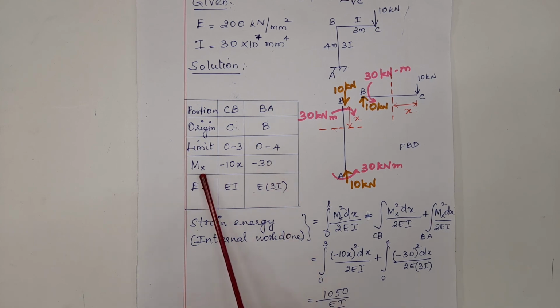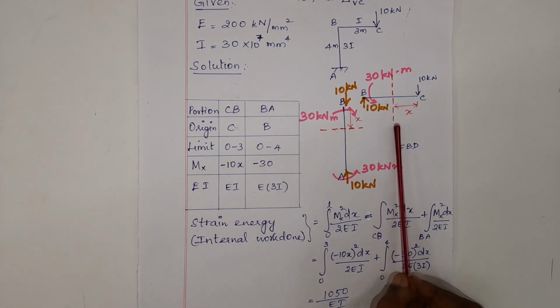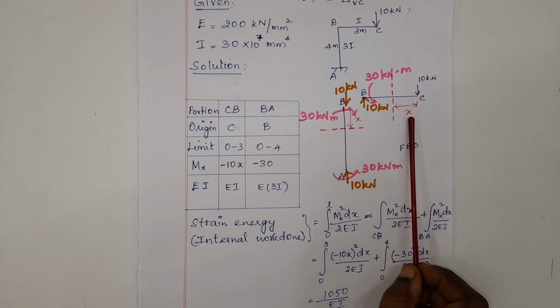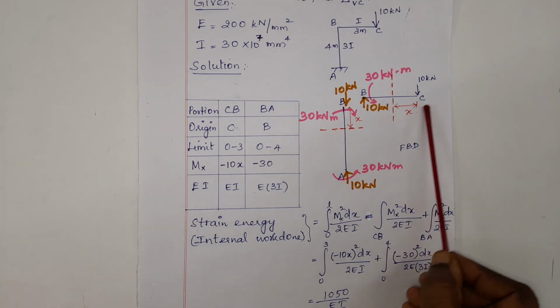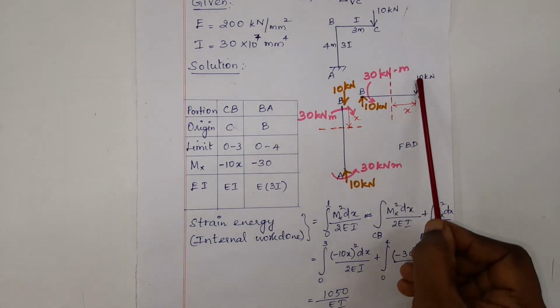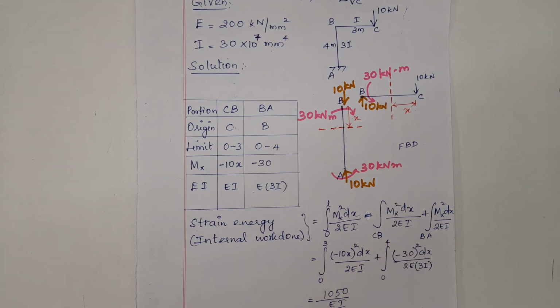Mx is the expression written for bending moment about the sections considered. In section BC, a section is taken at a distance of x from C. When I take a section x from C, this 10 kilonewton will cause a moment in this direction towards the section such that the beam is pushed up. This causes a hogging moment or negative bending moment. So I write minus 10 into x.